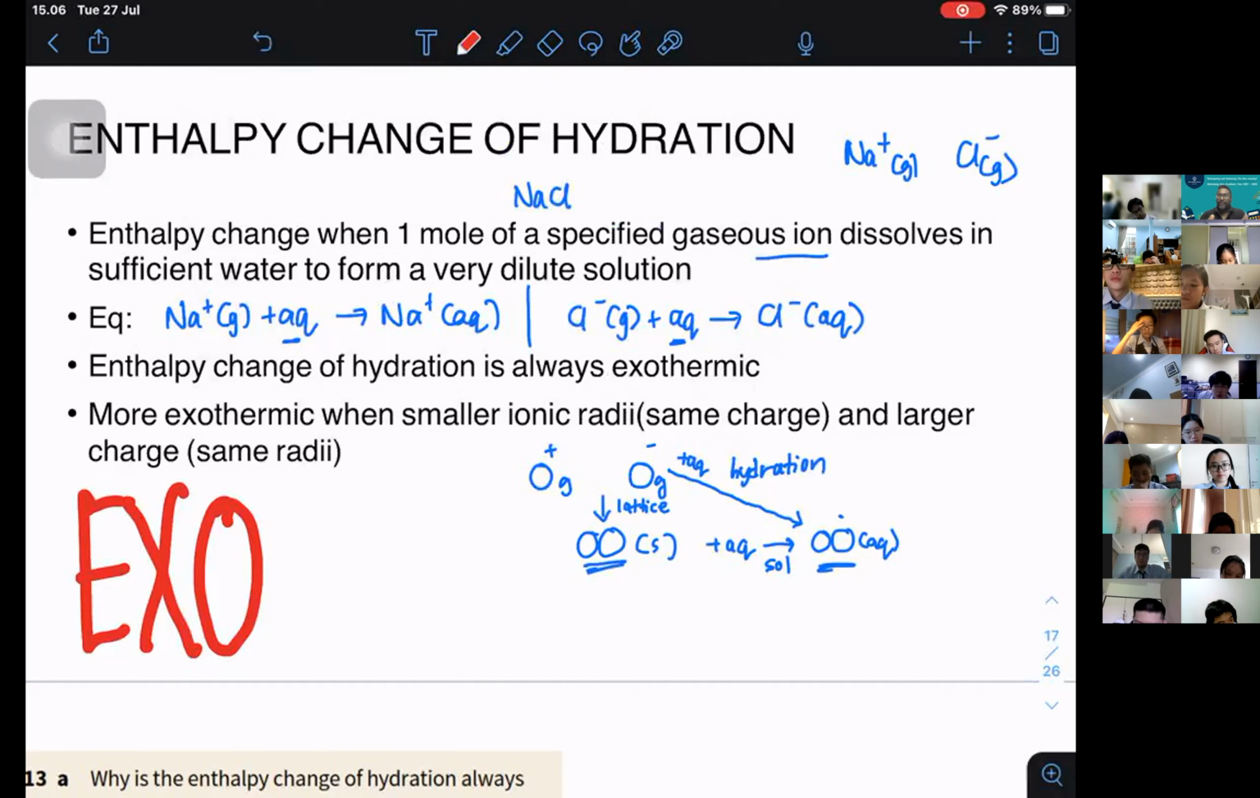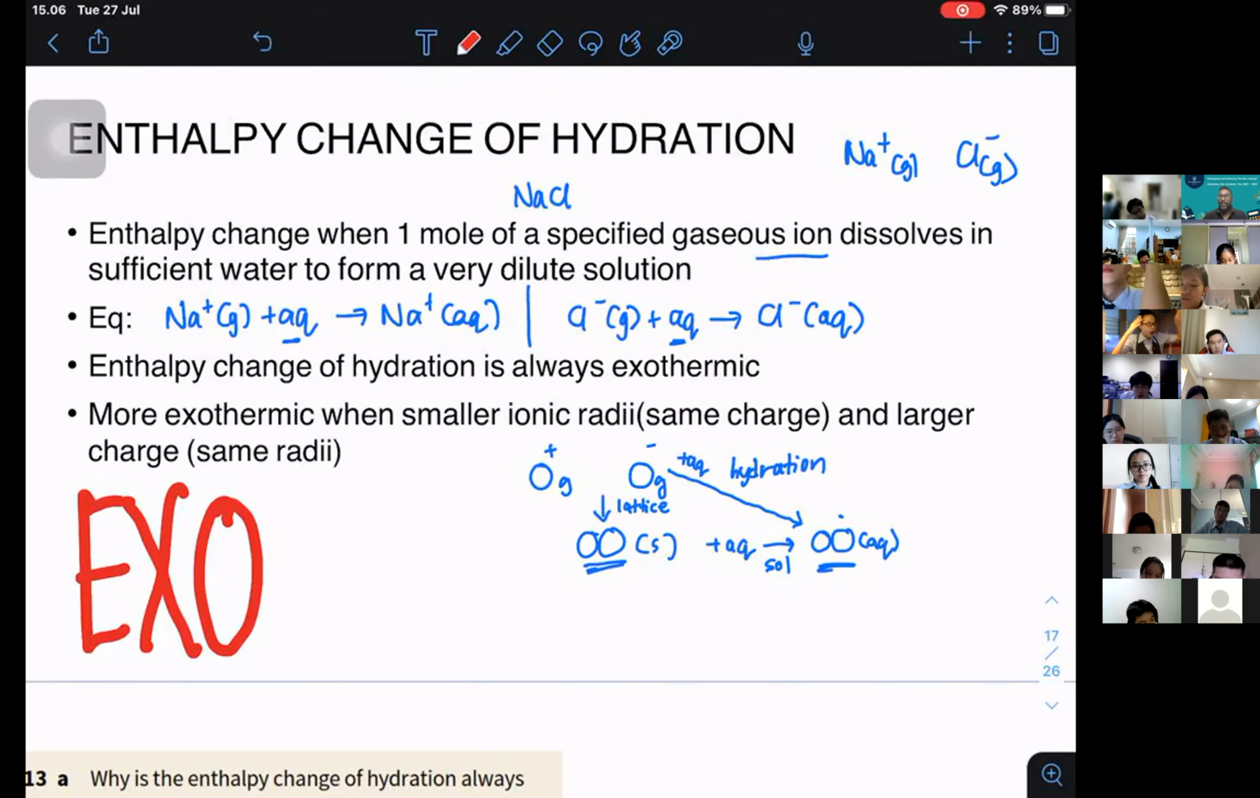Remember we have divided this chapter into parts. In the first part we learned about the Born-Haber cycle, with so many components: ionization energy, atomization, electron affinity, lattice energy and so on. But for this second part, we are only going to deal with three situations: hydration, solution, and lattice energy.